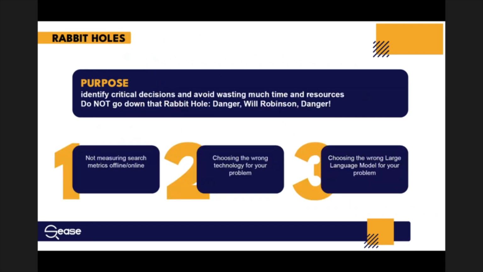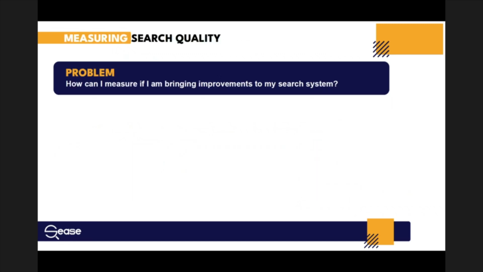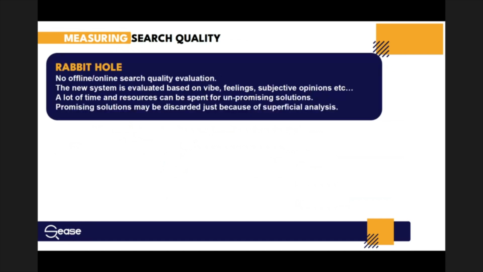So what are the main problems you may face during this journey? You may not measure enough, for example. You may choose the wrong technology for your problem, or you may choose the wrong large language model for your problem. So the first problem is, how can I measure if I'm bringing improvements to my search system? The first rabbit hole could be that you don't measure it offline, you don't measure it online, so the new system is just evaluated based on vibes and feelings.